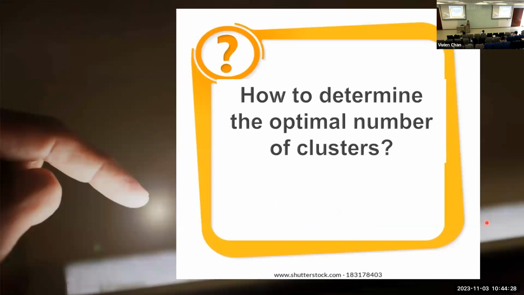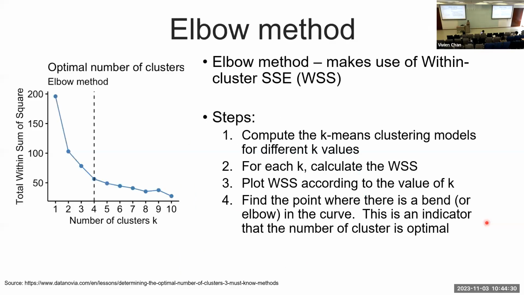Okay, there are two methods to do it. The first one is called the elbow method. For the elbow method, we are making use of the within cluster similarity. The idea is very simple. You can see for the x-axis here, you assign different k values. That means you start with k equals to 1, k equals to 2, k equals to 3, etc.